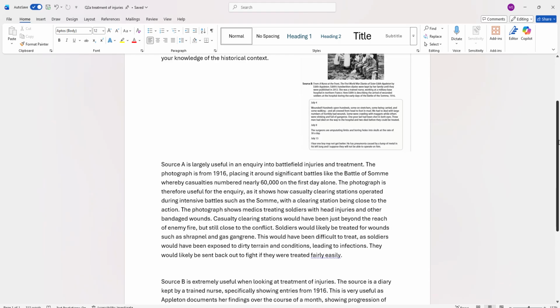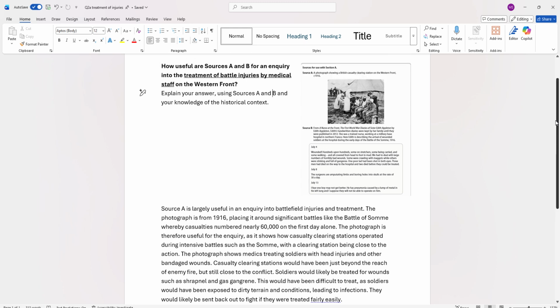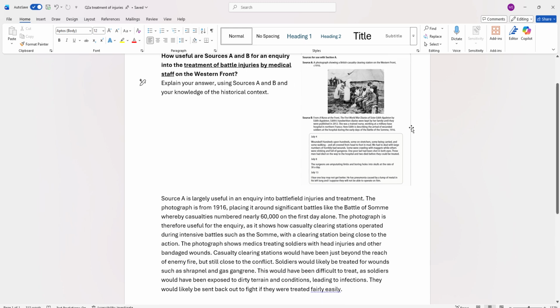So what is JPECO? The first one, J, is judgment. Straight away, I want to say how useful I find the source. We're starting with source A. I've said to the extent as well, which is really good and useful to do. Source A is largely useful in an inquiry into battlefield injuries and treatment. Straight away, my judgment is there. I've said it is useful. And if your teacher doesn't already tell you, the source is always useful. It is just easier to say that. You wouldn't throw this away and never look at it again. You just have to say how useful it is and why.